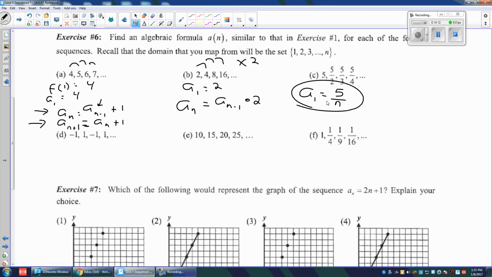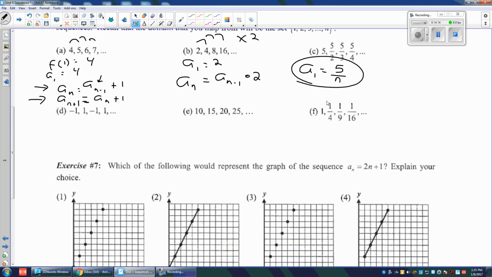What's happening here? It's negative 1, positive 1, negative 1, positive 1, negative 1, positive 1, negative 1, positive 1. Okay, so it looks like it's negative 1 to the nth. A sub n. So the first number is negative 1. Why? Because when n is even, it's going to be positive. A negative times a negative is a positive.